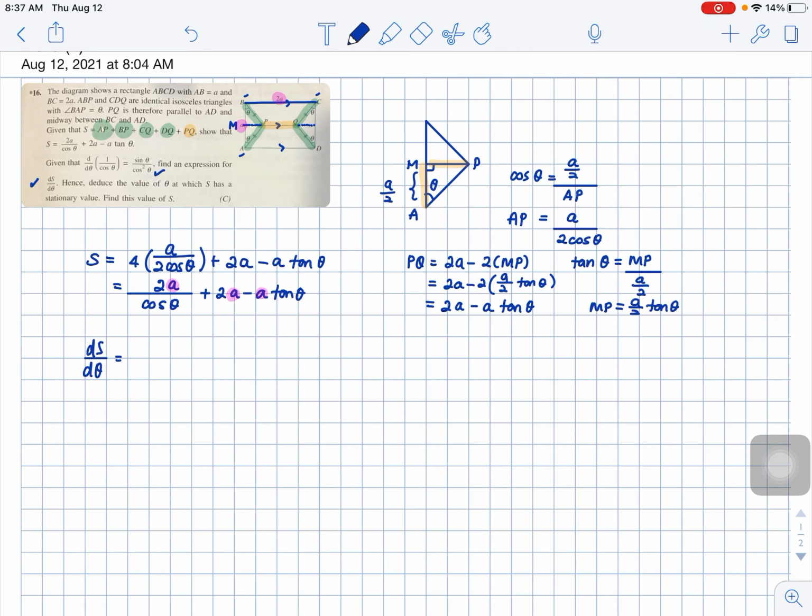So you treat 2a as a constant. So what's happening? It's like this, 2a times 1 over cos theta, and you know this is a constant. So you're going to just differentiate this. Our answer is: derivative of a constant is 0. I'm just writing so that you can see it. Differentiate your tangent theta, you're going to get secant squared theta.